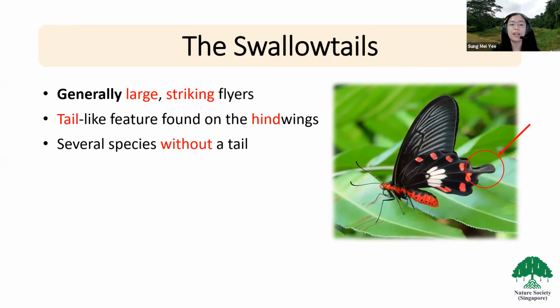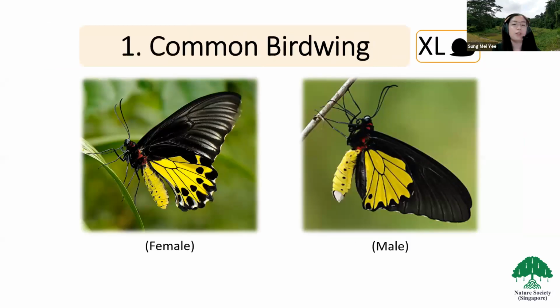But having said that, not all species in the swallowtail family will have the tail. There are some species that will be without the tail, and we'll be looking at some examples, for example, the common birdwing. You can see for each of these butterflies, I will include the size and their speed of flight at the top, so you can note it down if you want to.